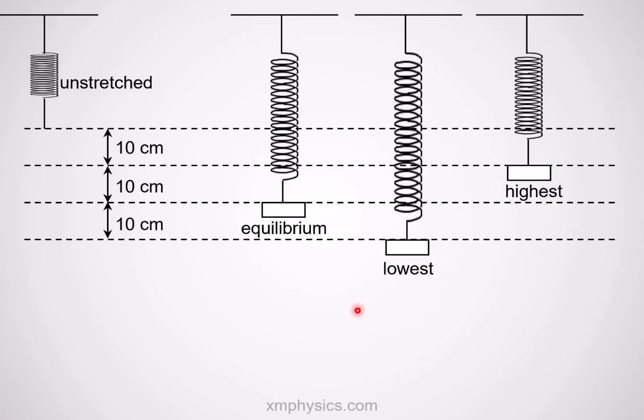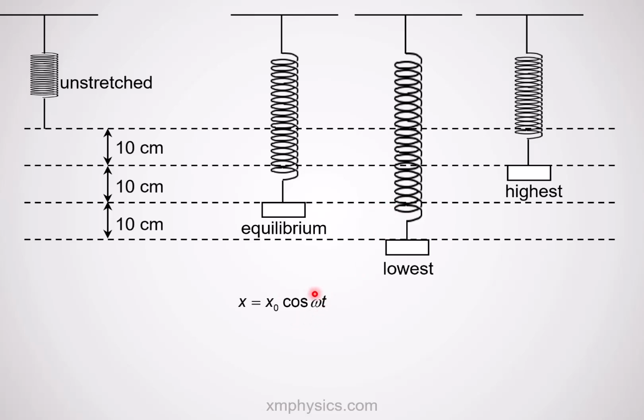So back to the question. The question wants the equation that describes this oscillation. Since the oscillation starts from the extreme position, we know that it's going to be a cosine function. If the oscillation started from the equilibrium position, then it would be the sine function.